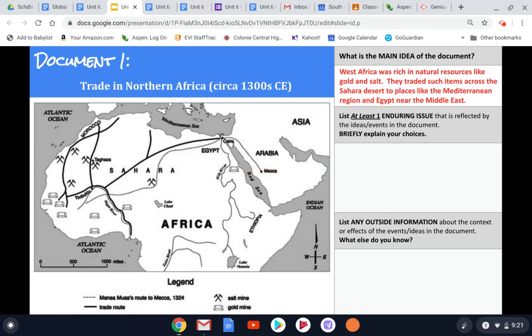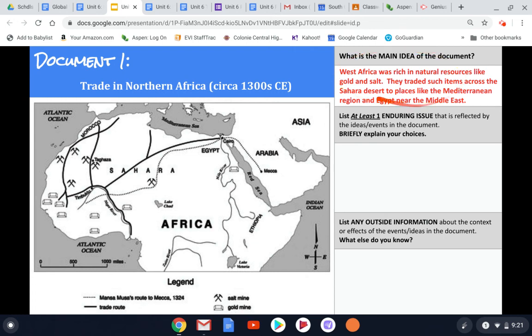So once you have an idea of what they're trying to tell you, and you've put all the information you've soaked up or analyzed from the document, now you have to think about which enduring issue this fits into. This is kind of like the other document practice that we do. When I give you a concept or an event and I ask you to categorize it into an enduring issue, now we're essentially in that situation.